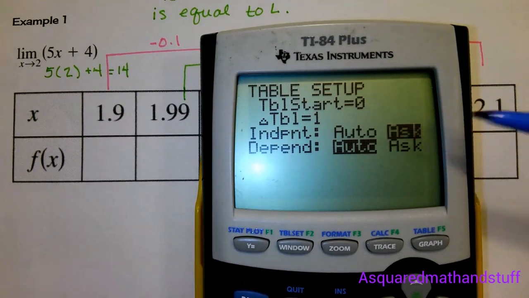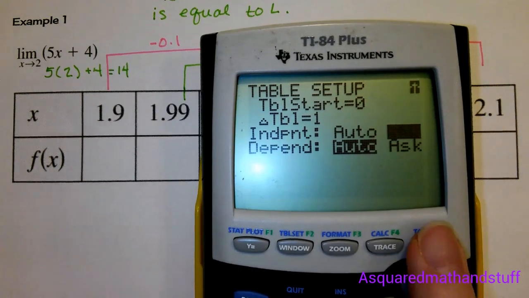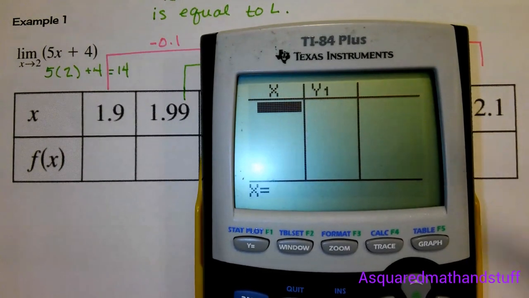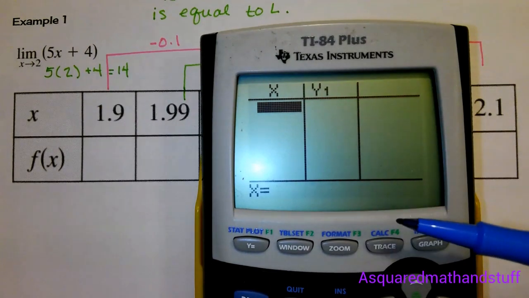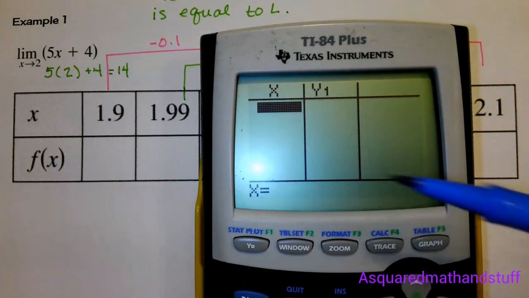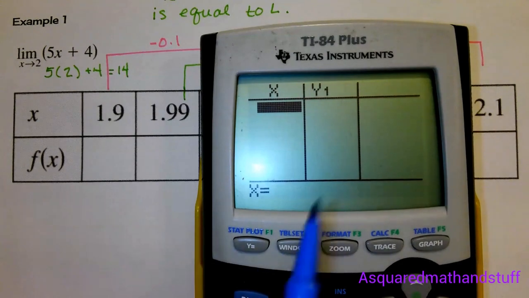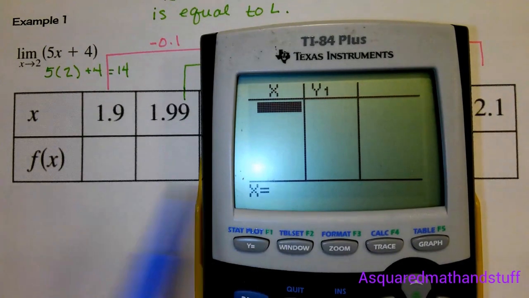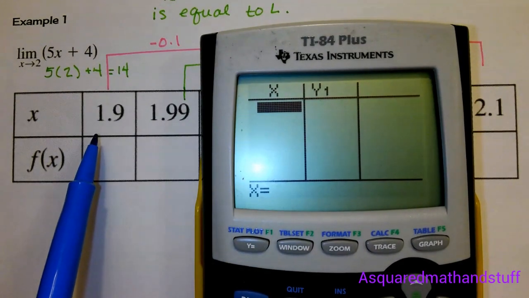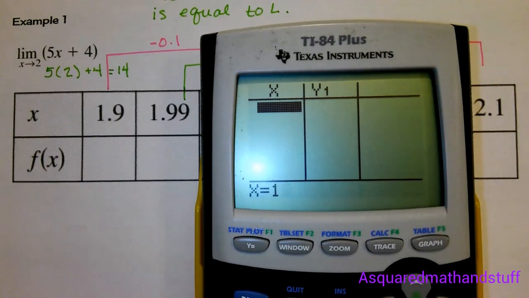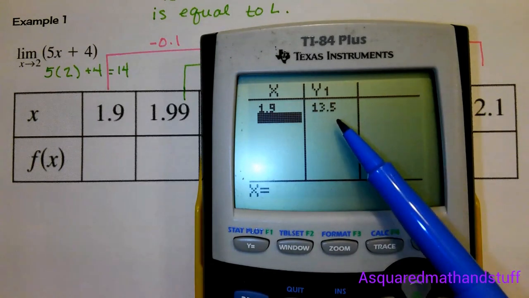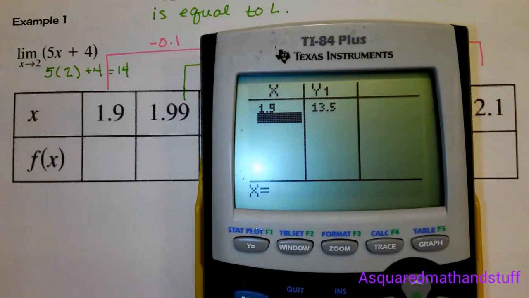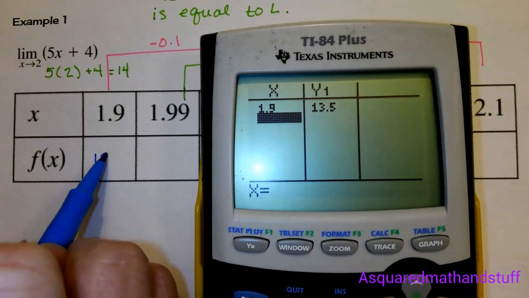And then we're going to exit out of this and go back into the table. So second table. You'll see that your table is cleared out right now, and I can tell it what x value to calculate. So I'm first going to plug in 1.9. So type 1.9, hit enter, and it will tell you what your y equals. So the y here is 13.5.